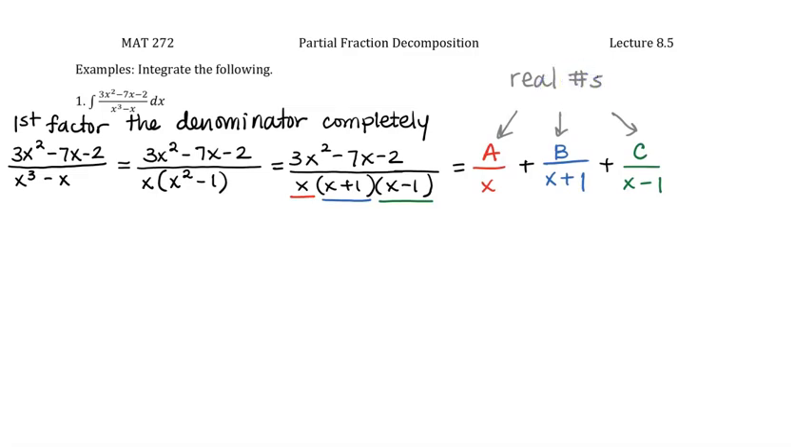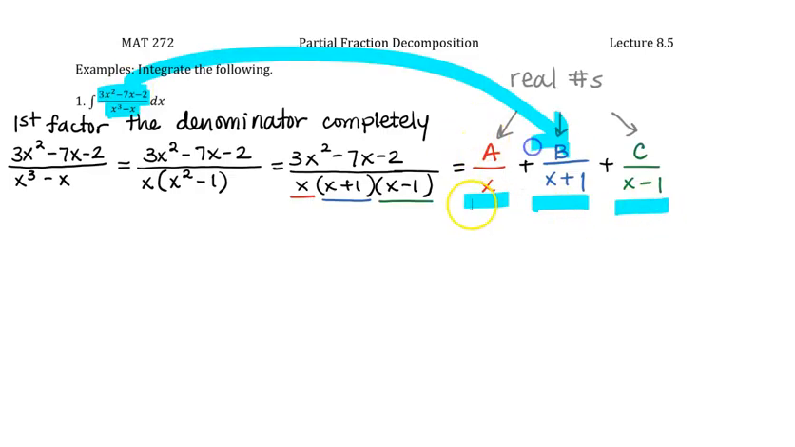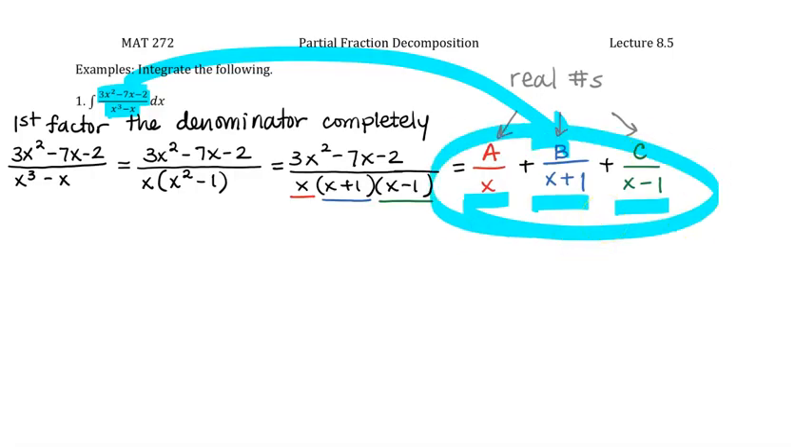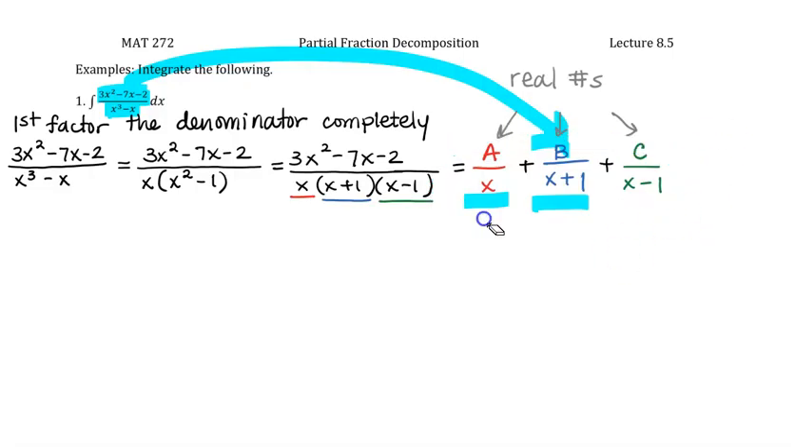Because if I knew what these real numbers were, then I wouldn't have to integrate that expression that we're not able to integrate. I could integrate all 1, 2, 3 of these individually. It's just that we would have broken it into partial fractions.